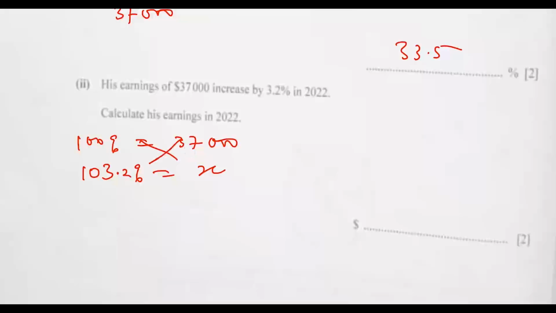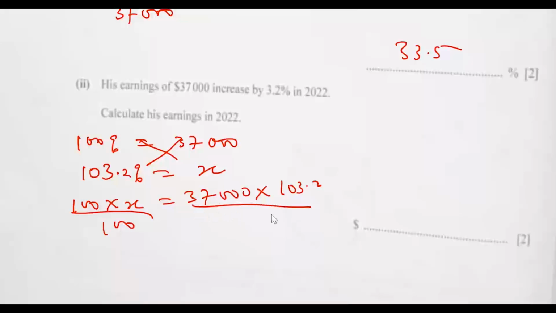So if you cross multiply like this, you have 100 times X equals 3700 times 103.2. So if you now divide by 100 like this, then X will be equal to $38,184. So that means his earnings in 2022 is $38,184. So let's go to the next question.